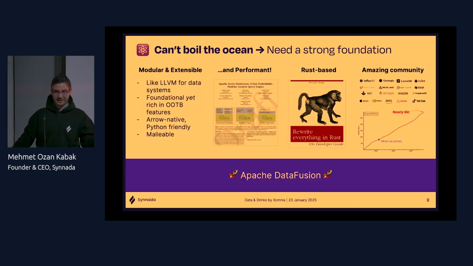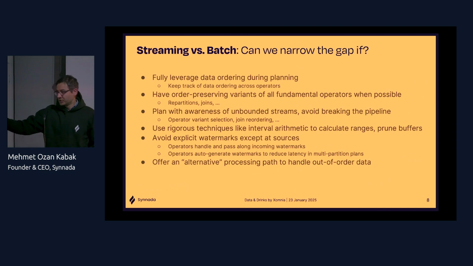All right, so how can we do this? There's a lot of things you need to do. I'm not going to go into the full details of all of these things, but you need to have a very smart query planner, fully leverage any data ordering. Your data has time series in it, and time always increases. It doesn't go back. You need to be able to use that. You need order-preserving variants of all of the lower-level operators that know how to exploit these kinds of monotonicity structures.